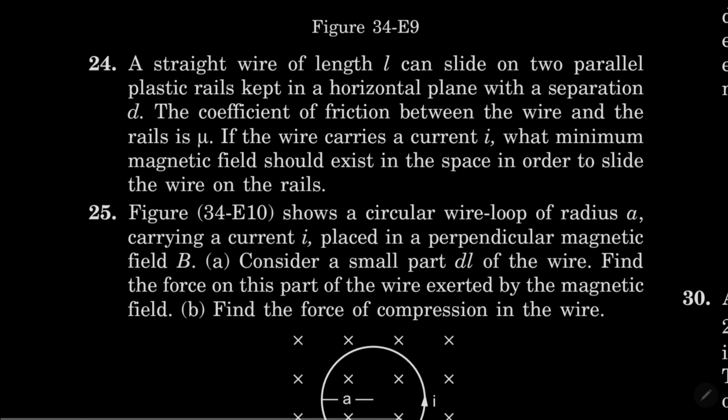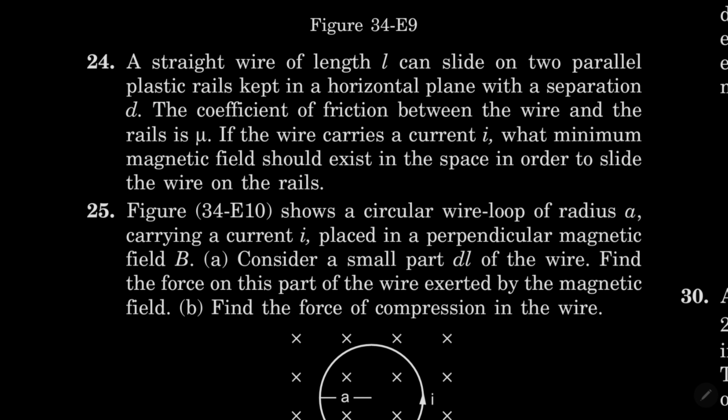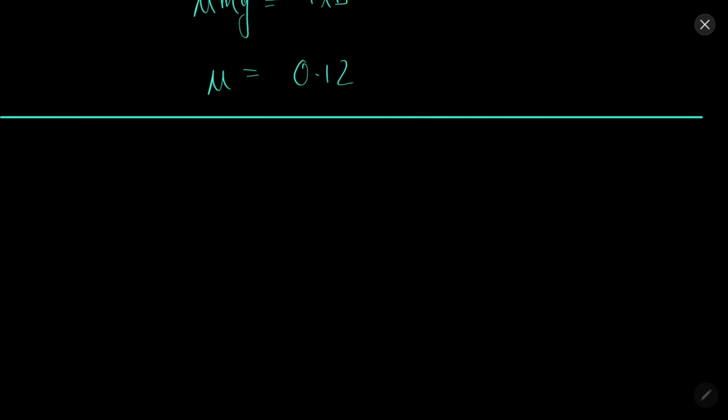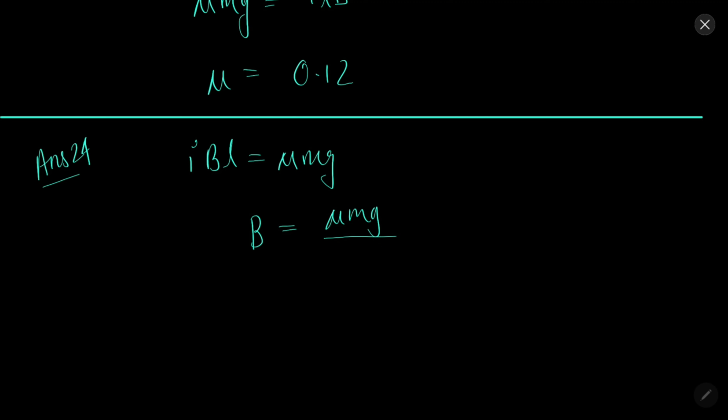In 24, we need to find the minimum magnetic field that should exist in space in order to slide the wire on the rails. Solution 24. So IBL equals mu mg. So from here B will be mu mg over IL.